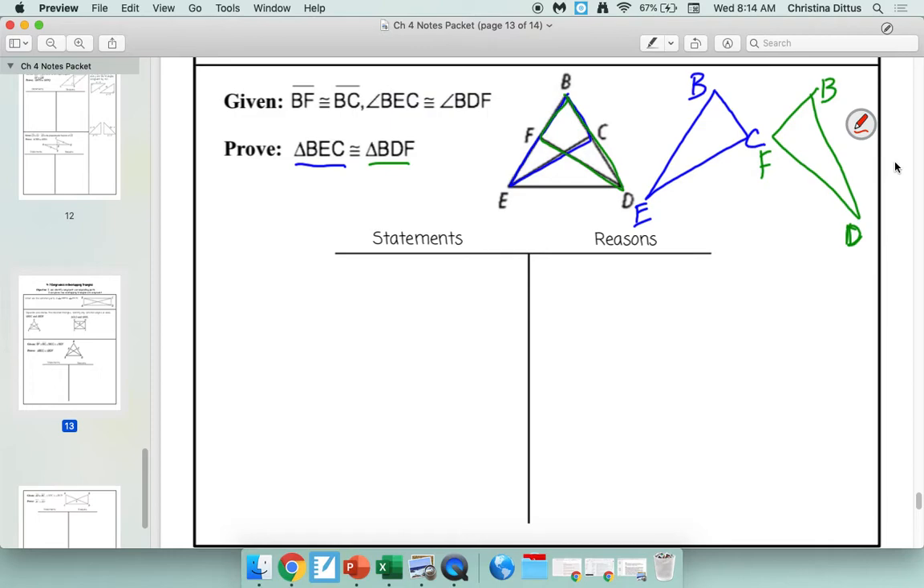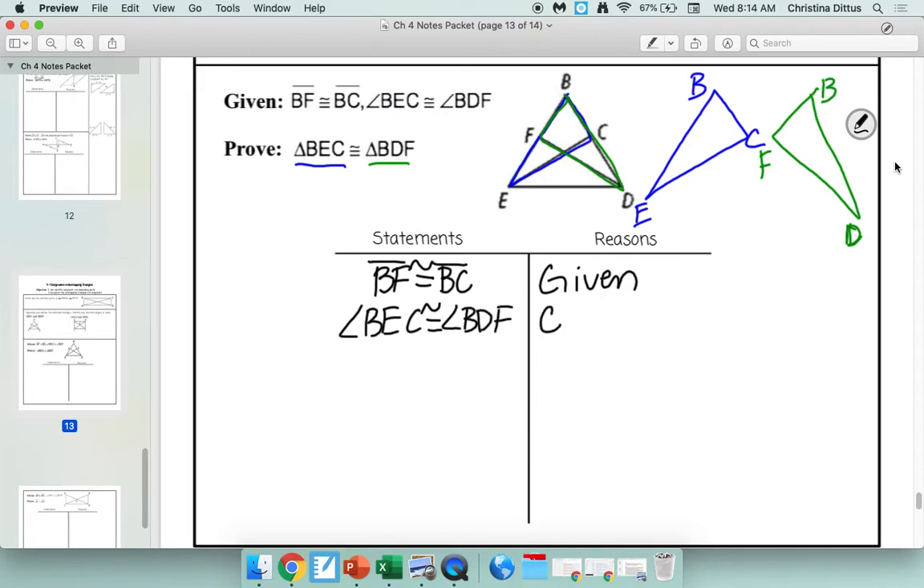Alright. First thing always in proofs is my what? The given stuff. So let's write that down. I got BF is congruent to BC. That is given. And angle BEC is congruent to angle BDF. That is given.